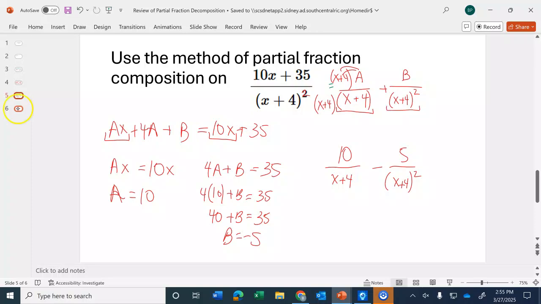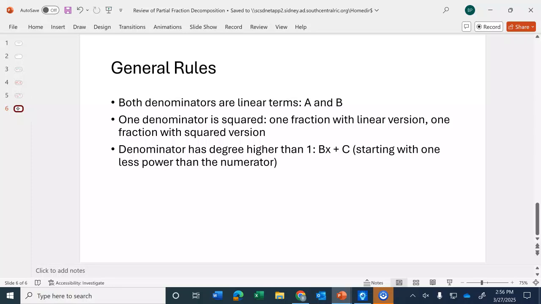There is one more example that you're going to play with, and that is if the denominator has a degree higher than 1. So for example, if you had one of your fractions looking like this, x squared plus 4, for example. On the top, I just couldn't have a b. I would have to have bx plus c, starting that x power being 1 less than the power of the denominator. And again, we'll cover in class why that is when you come back to the room.